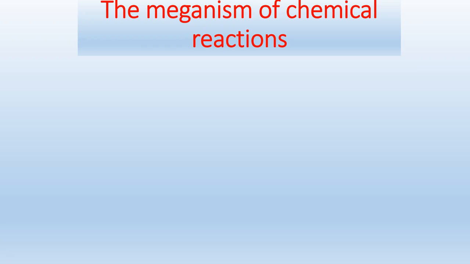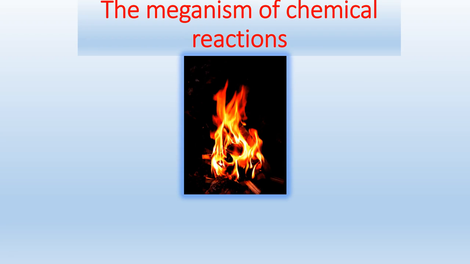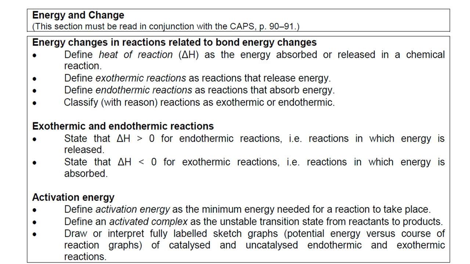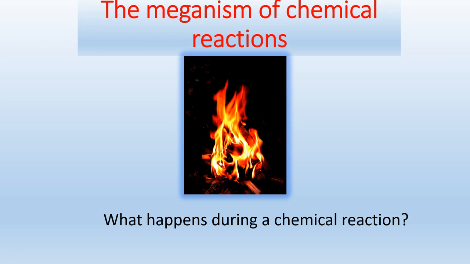Okay, so there is some terminology that you have to know, and the first thing that we're going to talk about is what we mean by the mechanism of a chemical reaction. This is a chemical reaction that you studied in grade 9, the reaction of carbon with oxygen to give you carbon dioxide. What happens during a chemical reaction? That is what we are going to look at here.